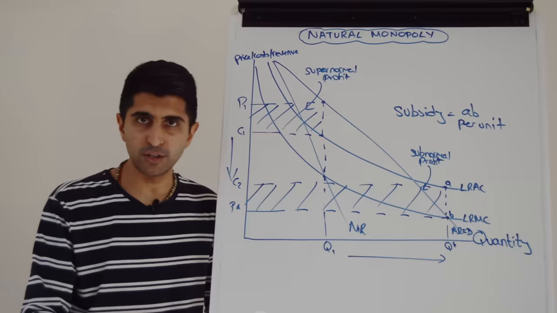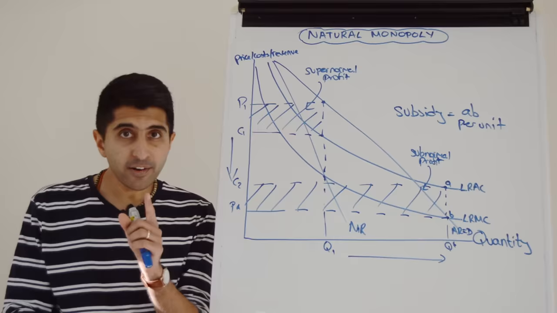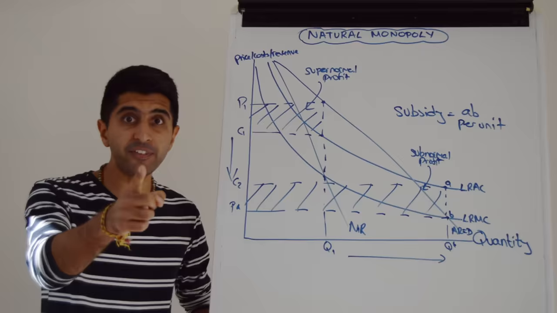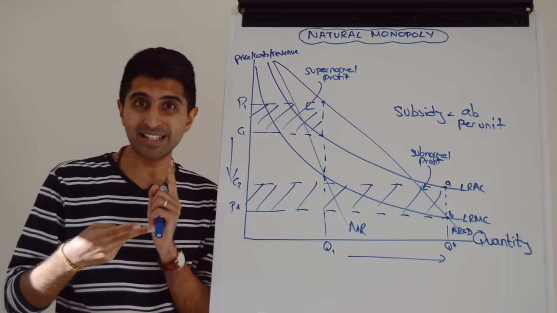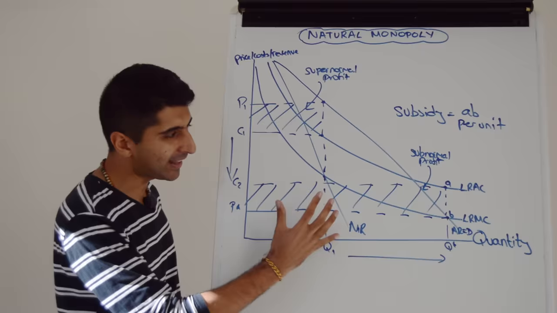So that's how a natural monopolist works. Very interesting to see that if there is one firm dominating here, as long as it's regulated, we would get allocative efficiency and we get productive efficiency benefits, whereas competition would result in allocative inefficiency and productive inefficiency. Very interesting opposite conclusions here. Once we understand the natural monopoly and how it works, it all makes sense.